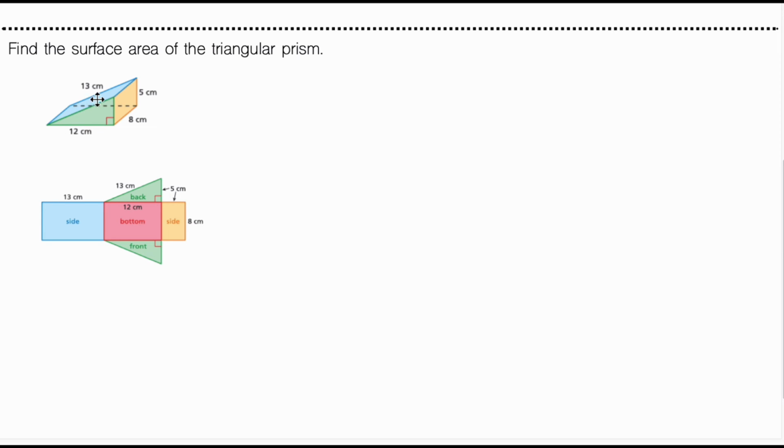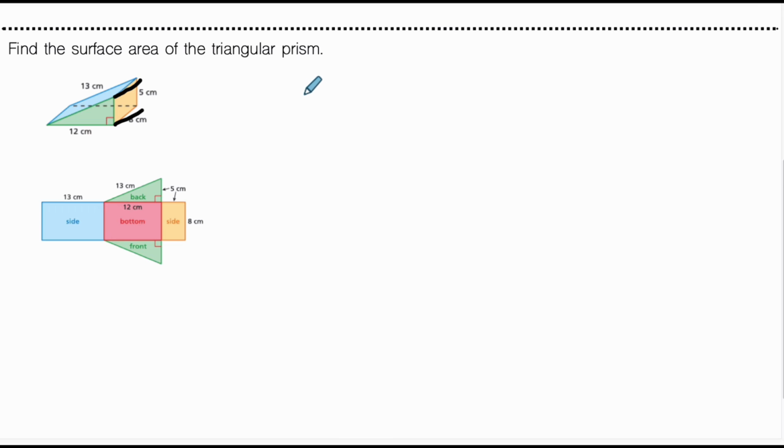And then the blue, which kind of looks like a wedge or something. The blue is like the slanted side of it. It's 13 by 8. And I know it's 8 because if this bottom here is 8, this side is parallel to it, so that has to be 8. So the blue is 13 by 8. Anyways, now you can pretty easily put together the surface area for this.